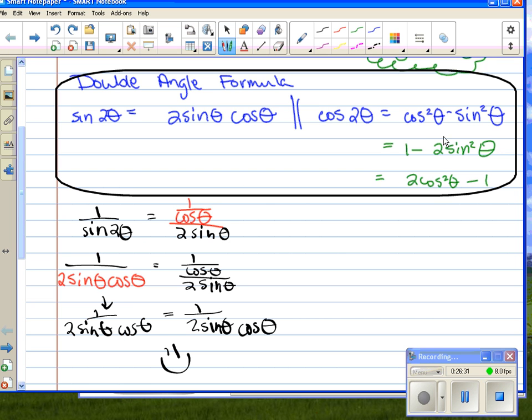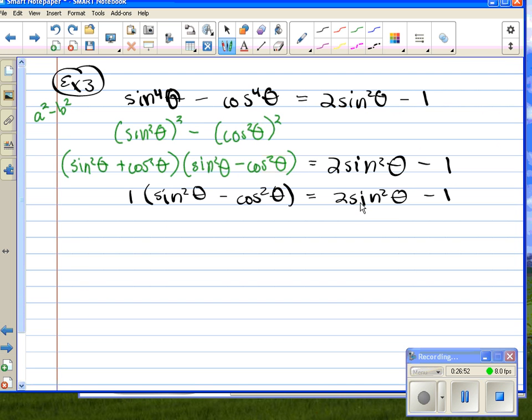It's almost one of the double angle formulas. Not quite. I think Mr. Horner had it right on the head. He said negative cosine of 2 theta. If you look here, you see how we have 1 minus 2 sine squared, but this says 2 sine squared minus 1.